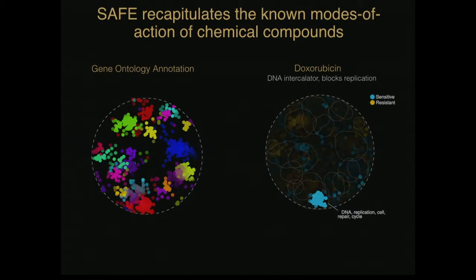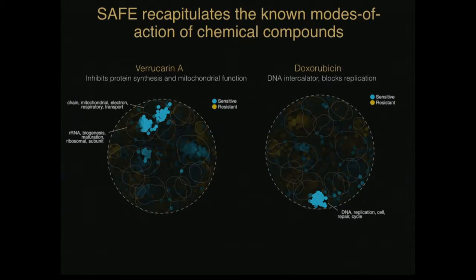So here are a few examples of how that works. This is the Go-based annotation just for reference. This is the same, the outlines are only shown for the regions that correspond to Go terms. And this is a profile for doxorubicin, which is a DNA intercalator that blocks replication. And in fact, SAFE shows that only one region, the region associated with DNA replication and repair, is specifically enriched for sensitive mutants.